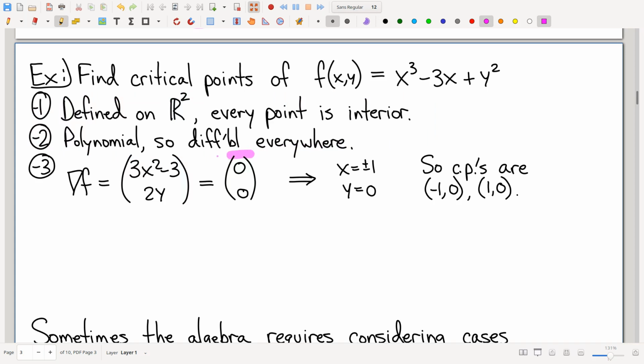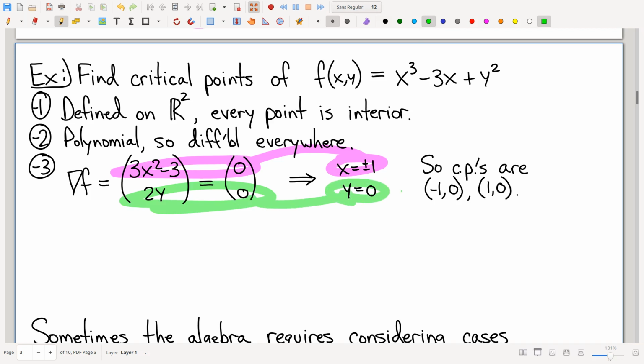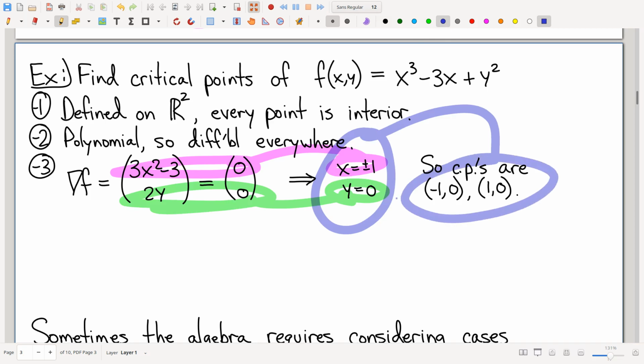And then, okay, we have to take the gradient and set it equal to 0. Notice how analogous that is to single variable, where you take the derivative and set it equal to 0. This is kind of the same thing, right? So we take that gradient, set it equal to 0. That tells us our possible values of x. This tells us our possible values of y. And altogether, we get these critical points. Everybody good?